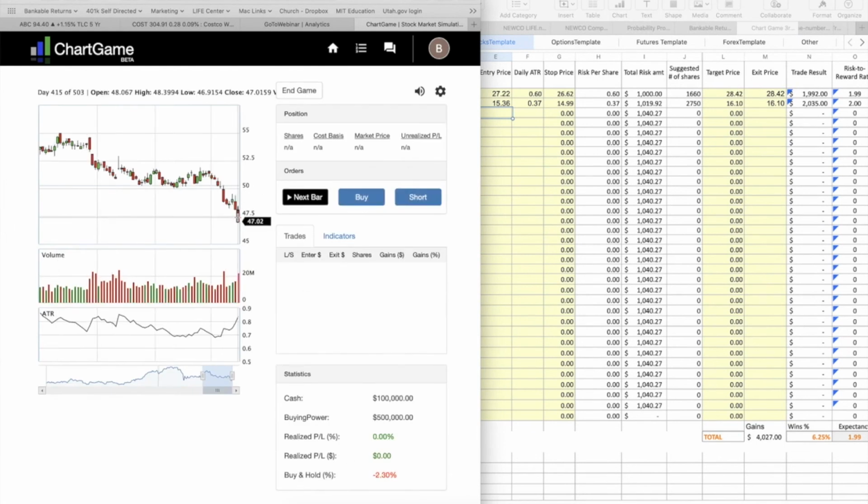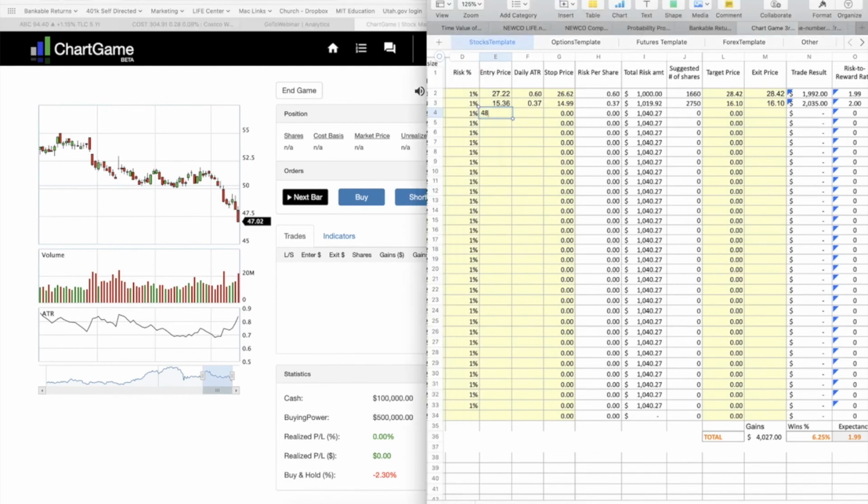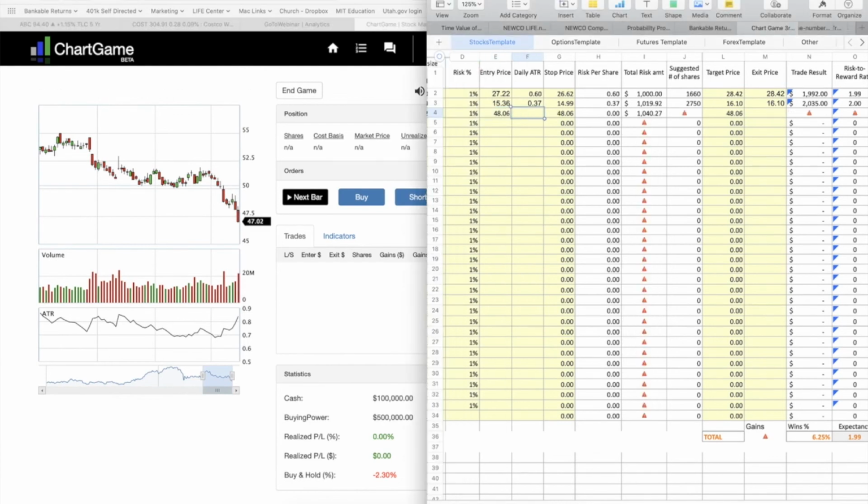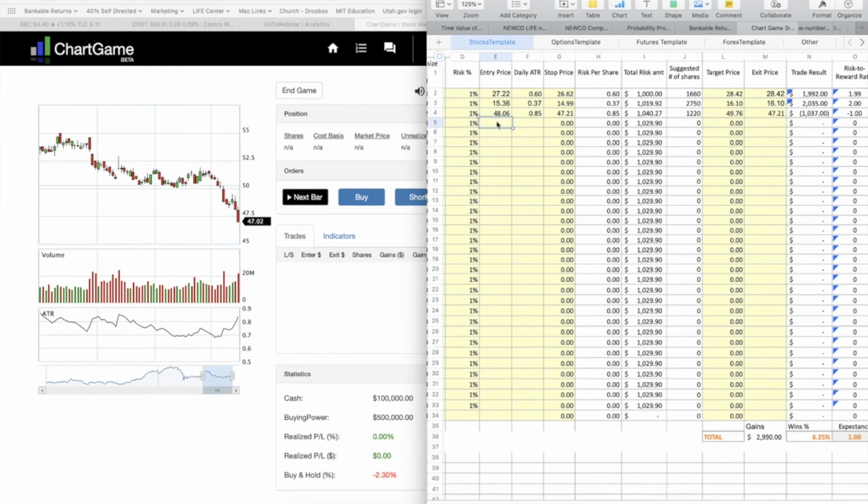Next, the open was 48.06. The stop loss, or the ATR, is about 85. So if it gets to 47.21, we're out, and it's below that on the same day, so we get out with a loss at 47.21.